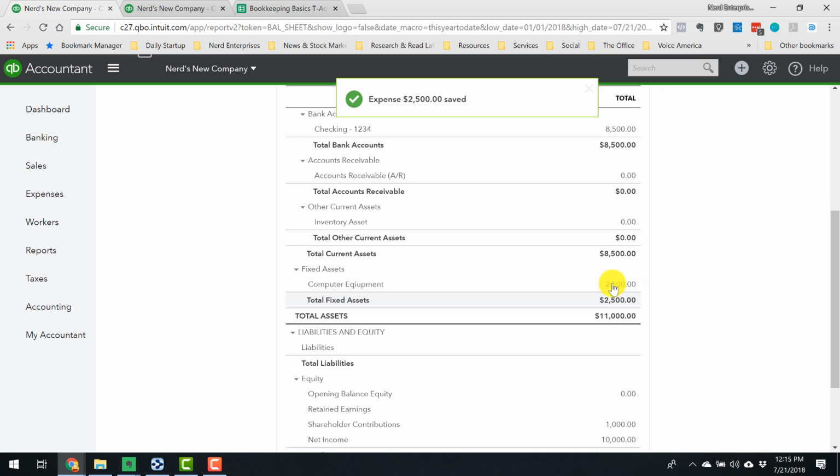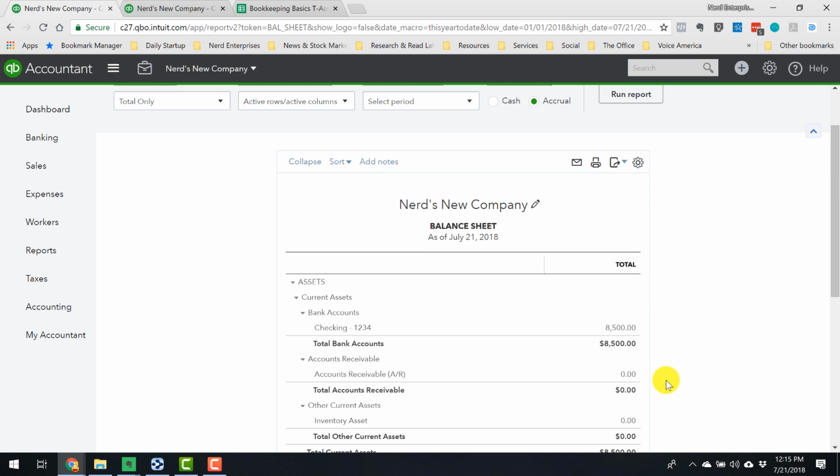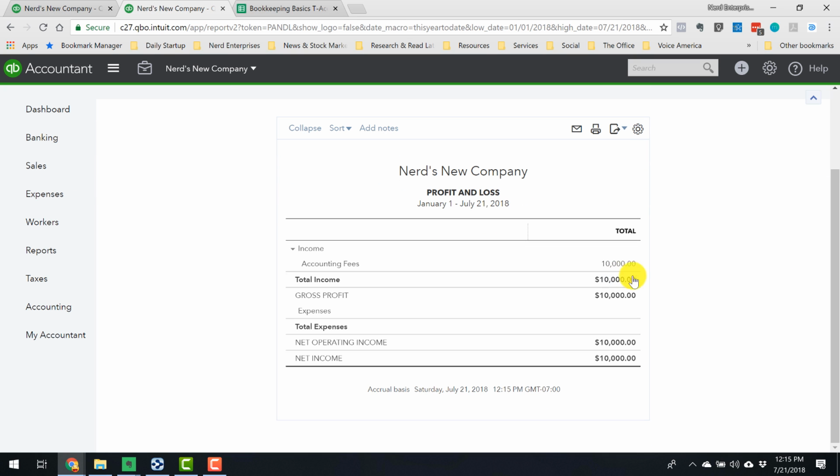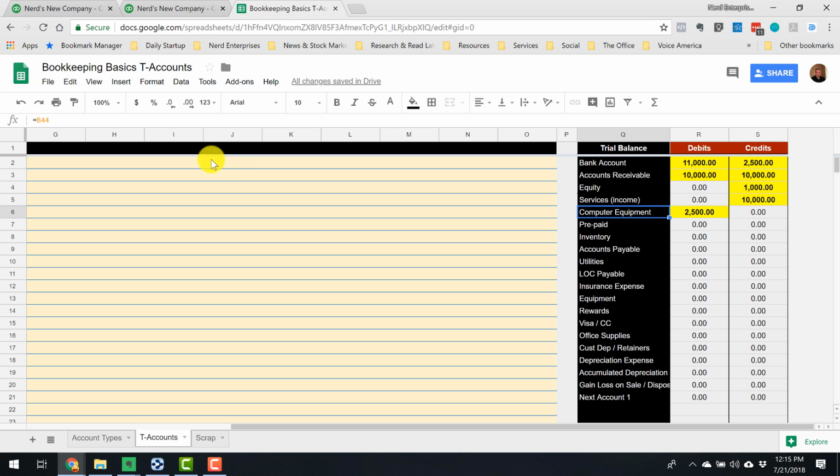And sure enough, there's my $2,500 in computer equipment. Checking account balance is now down to $8,500. There should be absolutely no change on the profit and loss. And there isn't. All we've done so far on the profit and loss is we invoiced somebody, got paid, and we earned $10,000. It's the only thing that's happened on the P&L so far with everything that we've done.